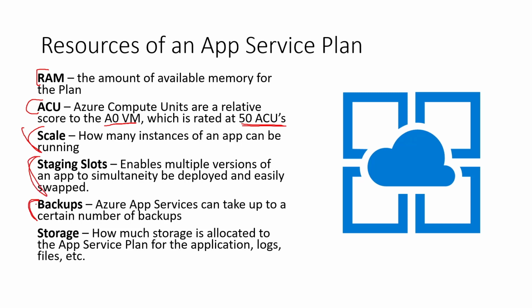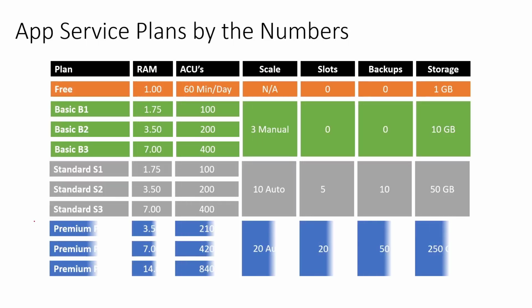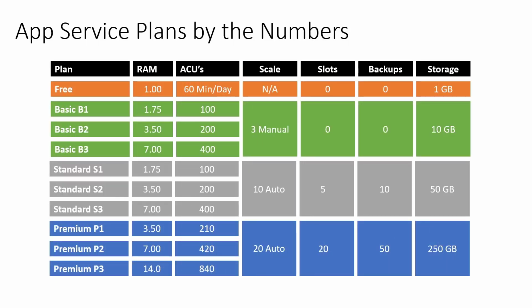It does automated backups, and you can configure that. And then you have storage. And the breakdown looks something like this. You have a free tier if you just want to experiment with the app service plans. And you have basic tiers, which have ACUs around 100, 200, or it'd be like a 2 core, 4 core, 8 core, and then RAM divided up: 1.75 gigs of RAM, 3.5 gigs of RAM, and then 7 gigs of RAM.